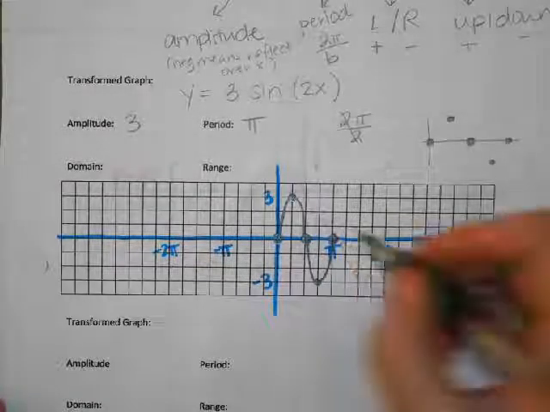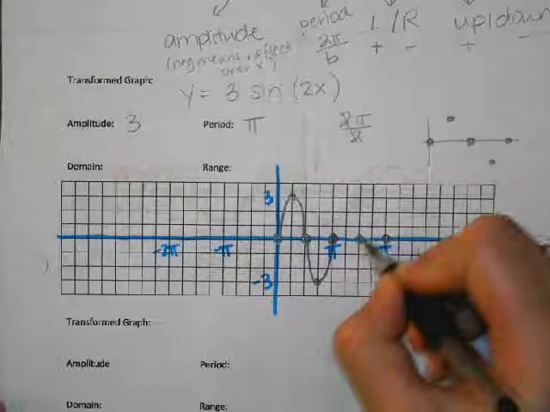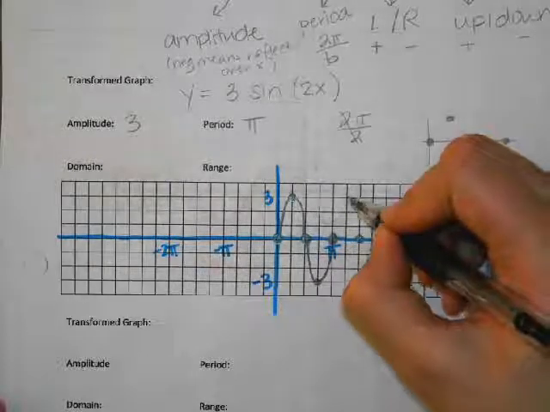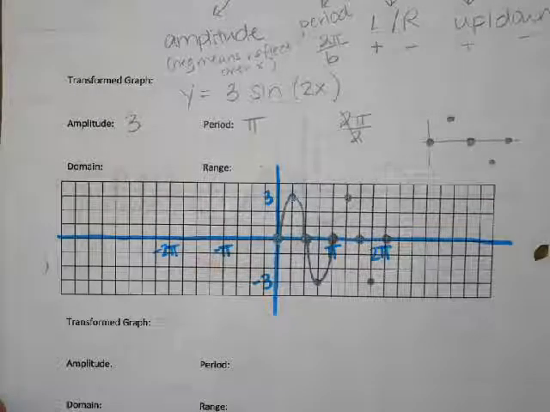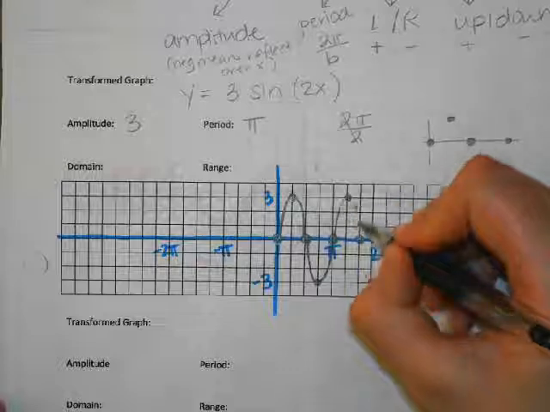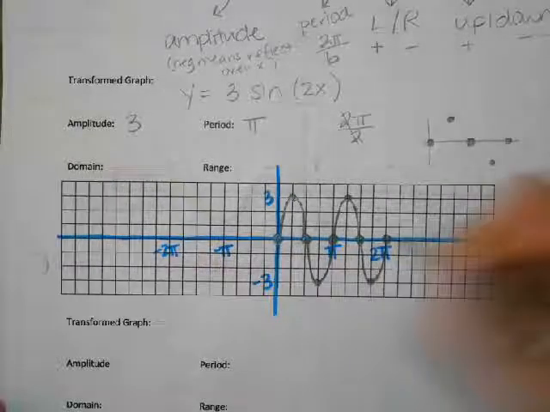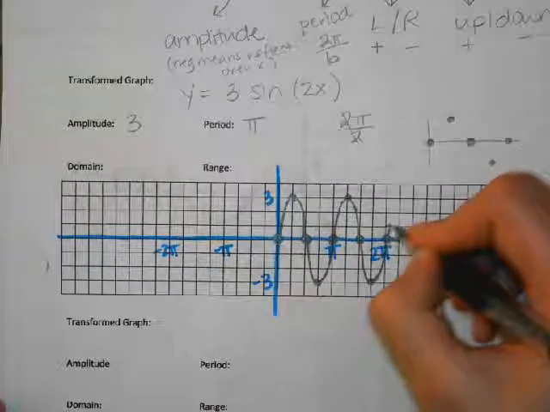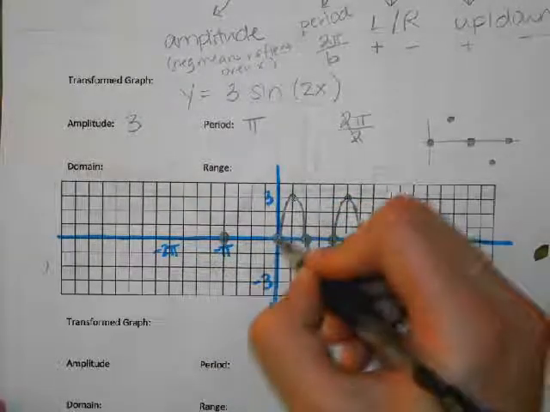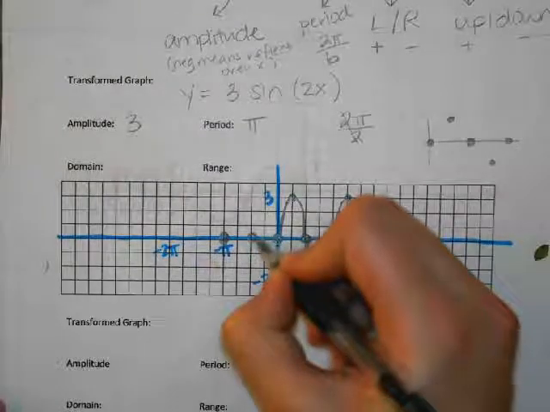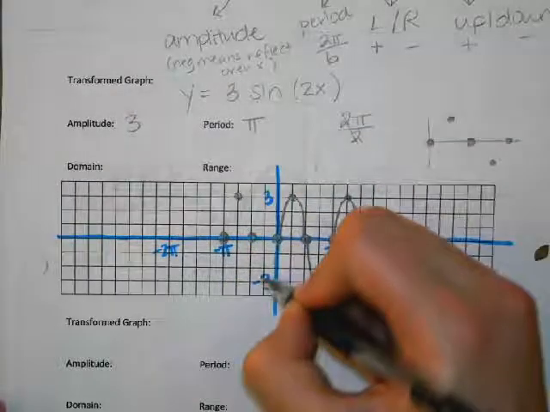And then we'll do the pattern again. So we start at 0, we end at 0. We hit 0 in the middle. Between the first 2, we go up 3. Between the second 2, we go down 3. So we start at 0 and we end at 0. We hit 0 in the middle. We go up 3. We go down 3.